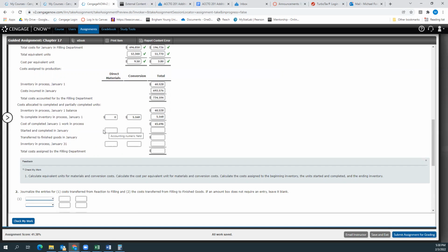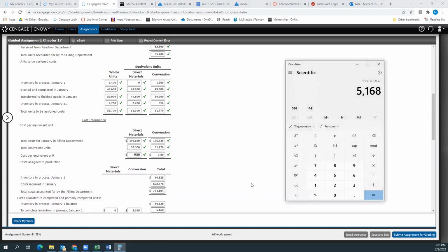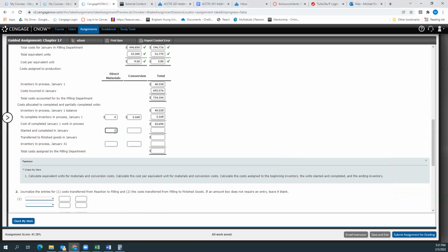Now we're going to figure out our cost of everything that was started and completed in January. So we have come up here and we'll see we had, with respect to direct materials, 49,600 units started and completed. And we'll multiply that by the cost per equivalent unit of $9.50. So 49,600 times 9.50 gives me 471,200. So that's the direct materials costs of all these units that we started and completed in January.